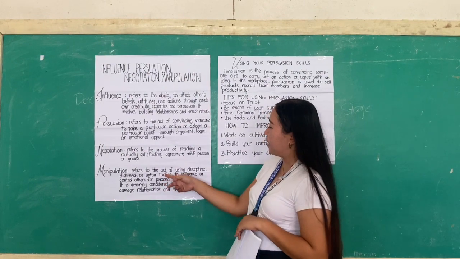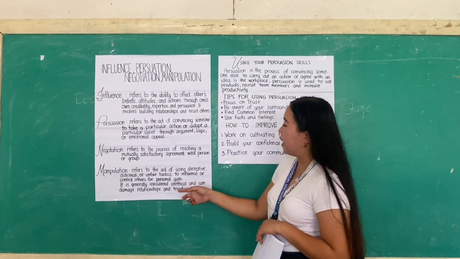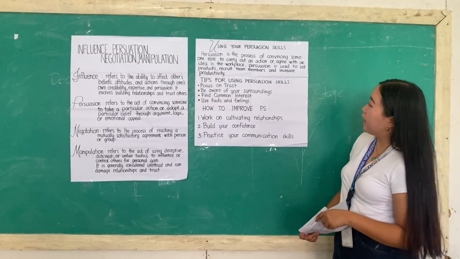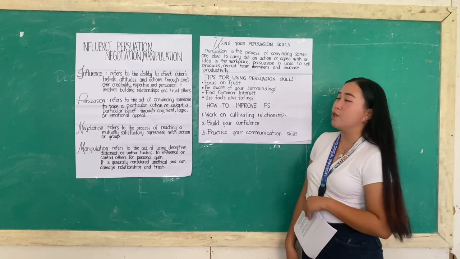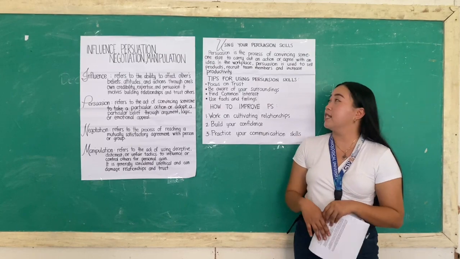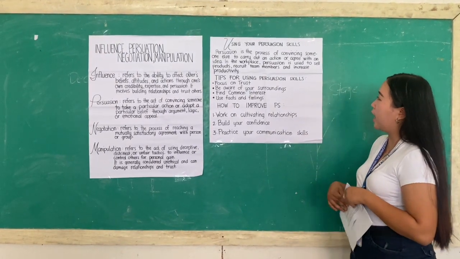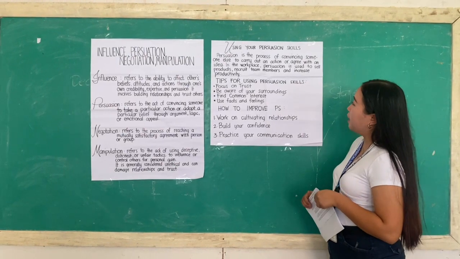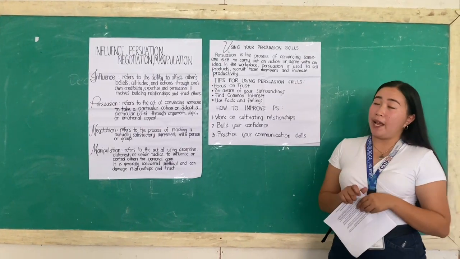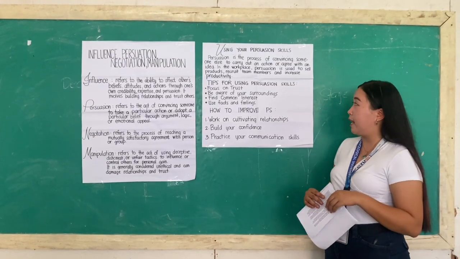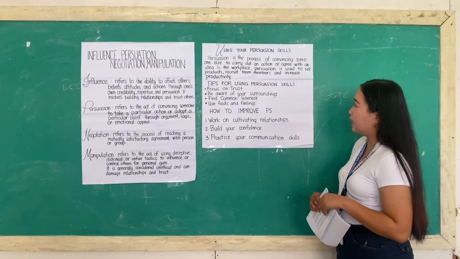Manipulation refers to the act of using deceptive, dishonest, or unfair tactics in using your persuasion skills. So, what are persuasion skills? Persuasion is the process of convincing someone else to carry out an action or agree with an idea. In the workplace, persuasion is used to sell products, recruit team members, and increase productivity.